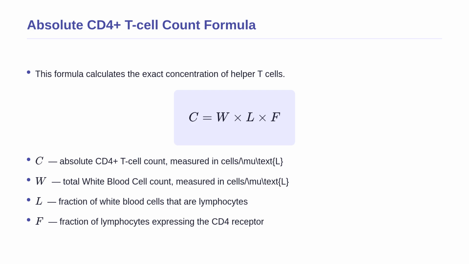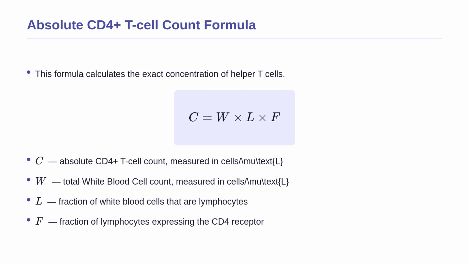W stands for the total white blood cell count, representing the entire pool of immune cells. L represents the fraction of those white blood cells that are specifically lymphocytes, expressed as a decimal. Finally, F represents the fraction of those lymphocytes that specifically express the CD4 receptor, also as a decimal.